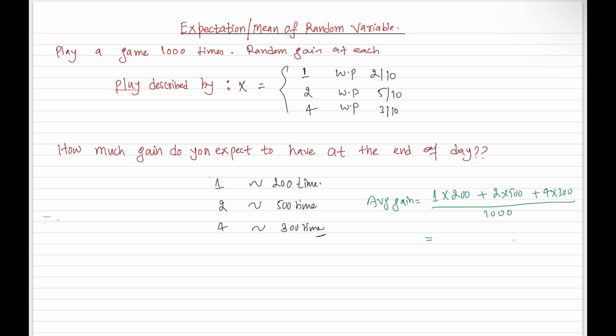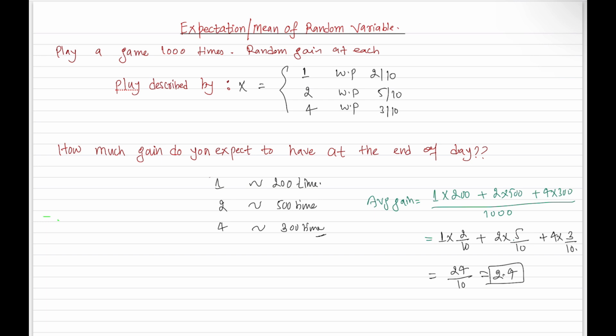And if you look at this, we can also write it like this. 1 into 2 divided by 10 plus 2 into 5 divided by 10 plus 4 into 3 divided by 10, right? Let me first calculate what this will give you. That will be 10 plus 12, that is 22, plus 2, that is 24 divided by 10, so 2.4. So what is this 2.4? This 2.4 means that if you play it 1000 times, on each play you will gain rupees 2.4.